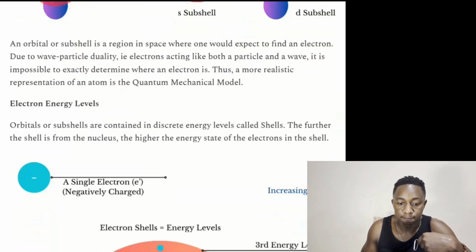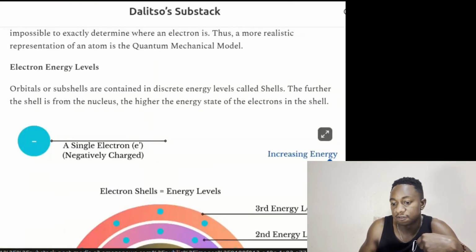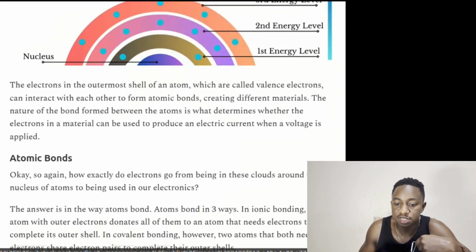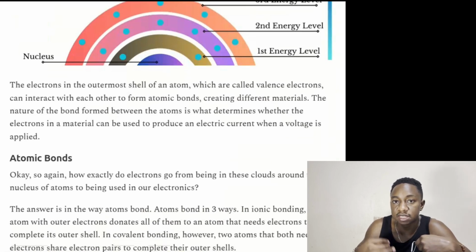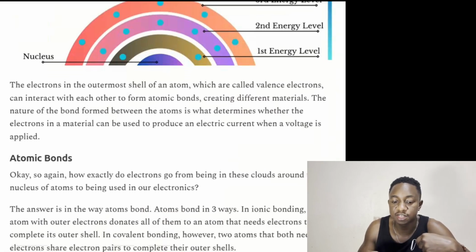Electron energy levels. Orbitals or subshells are contained in discrete energy levels called shells. The further the shell is from the nucleus, the higher the energy state of the electrons in the shell. The electrons in the outermost shell of an atom, which are called the valence electrons, can interact with each other to form atomic bonds, creating different materials. The nature of the bonds formed between these atoms is what determines whether the electrons in the material can produce an electric current when a voltage is applied.